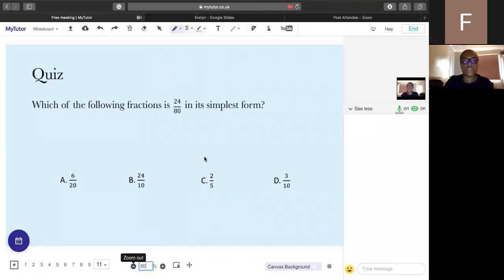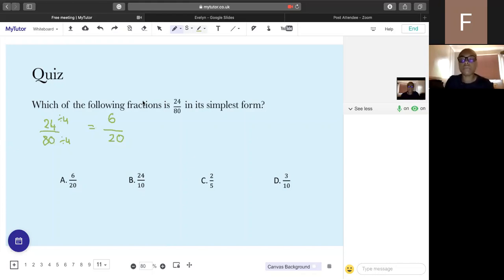So 24 over 80, let's try and work it out. So I'm going to use the common factor way. So we've got 24 over 80. Now I know that these are both multiples of 4. So I'm going to do 24 divided by 4 and 80 divided by 4. So 24 divided by 4 is 6. And then 80 divided by 4 is 20. So I've got 6 over 20 first of all.